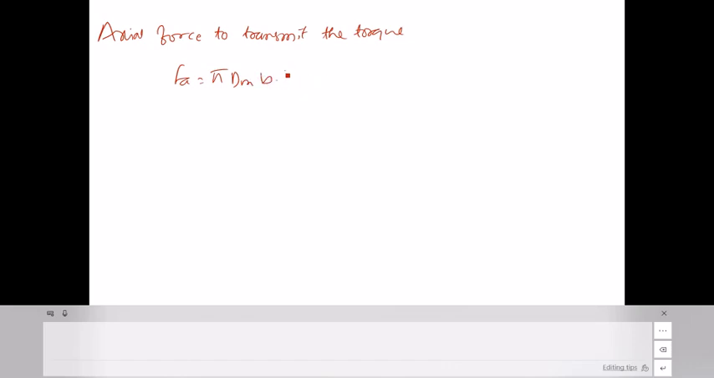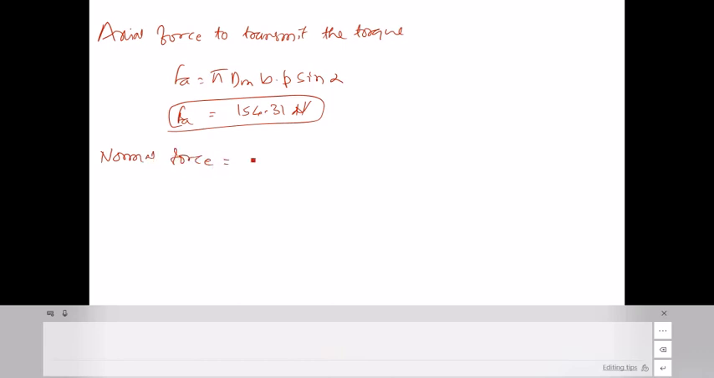Now once you got the dimensions, you need to calculate the axial force to transmit the torque, the axial force required to engage the clutch, and the frictional force, as well as the normal force. Now let us go for first the calculation of axial force to transmit the torque. So the equation is Fa equal to pi into dm into b into p into sine alpha. Now if you substitute the value and calculate, you are going to get Fa equal to 154.31 newton.